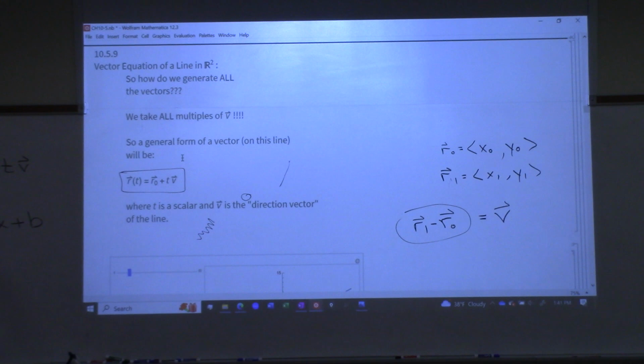In college algebra, this is mx plus b. This is the slope, this is your variable, this is your y-intercept. It's similar to that, but we're using vectors. We have this r of t is like the f of x. t is the input. Think of t as like time. Plus R0 is kind of our starting point, and then plus t, which is like the x here, and then this v is like the m.